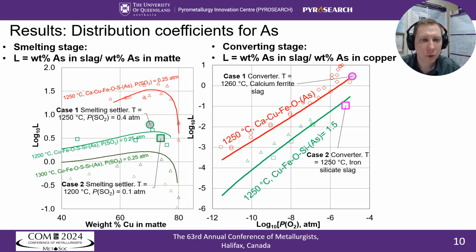The diagram on the right shows predictions for copper converting conditions. Here, the use of calcium ferrite slags in case 1 gives a distribution coefficient which is 1 order of magnitude higher than in case 2, where iron silicate-based slag is used. This will have the most noticeable impact on the final partitioning of arsenic at steady-state conditions.